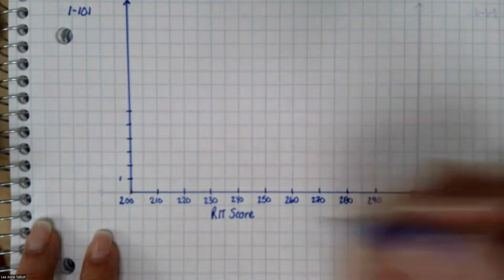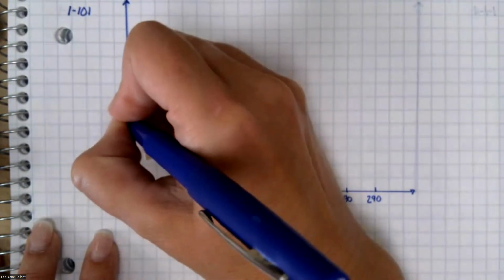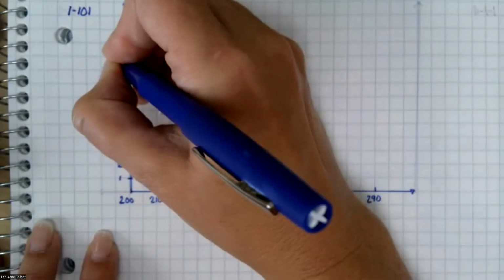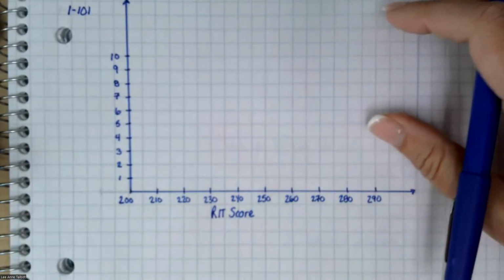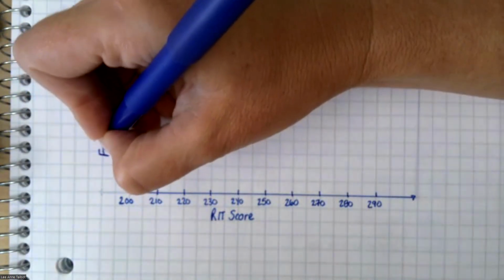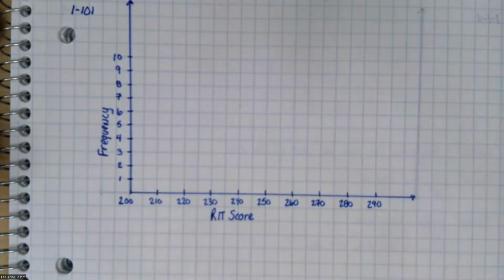Again, this is a mystery. I have no idea what this is going to turn out to look like. So just go up to 10. And on a histogram, the y-axis is always labeled with the word frequency. Frequency means how many times did it occur.